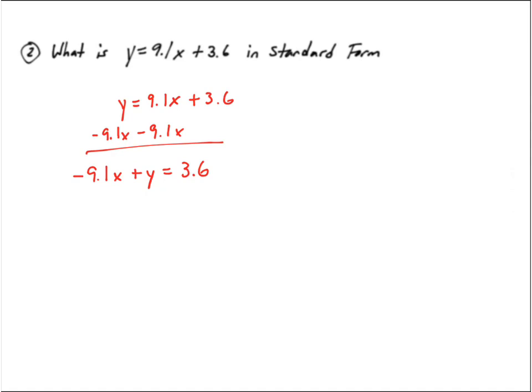From here, the goal would be to get rid of these decimals. And notice that both decimals have a value in the tenths place. So we just need to move that decimal over one place. The easiest thing we can do is multiply the entire problem by 10. And so when we multiply everything by 10, we're going to end up with negative 91x plus 10y equals 36.